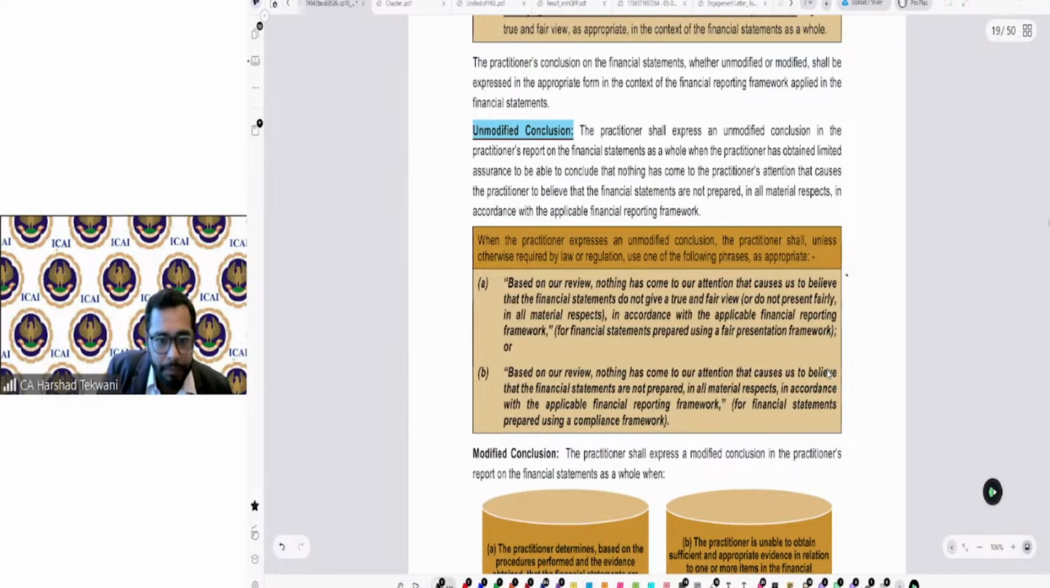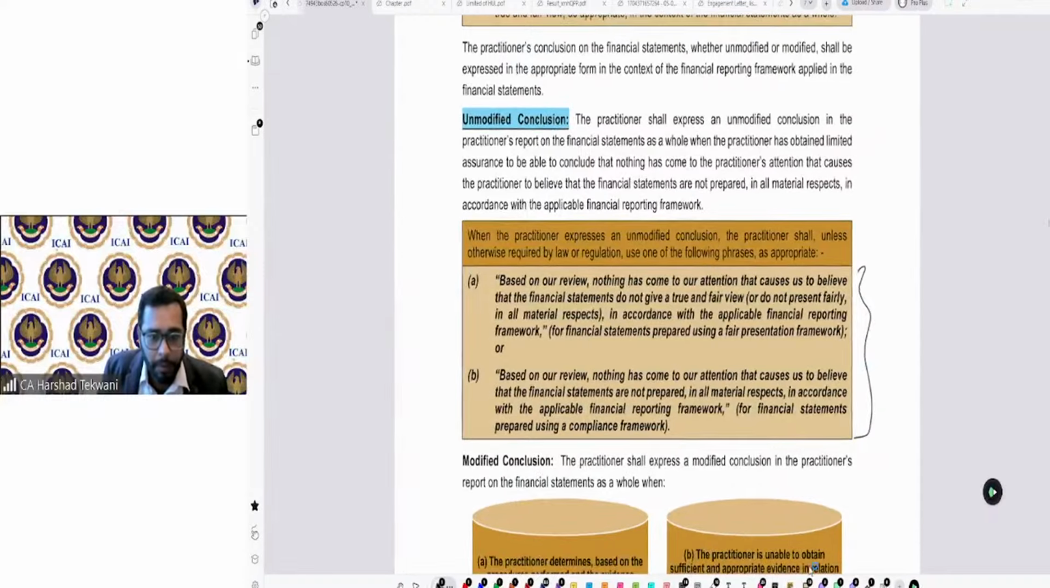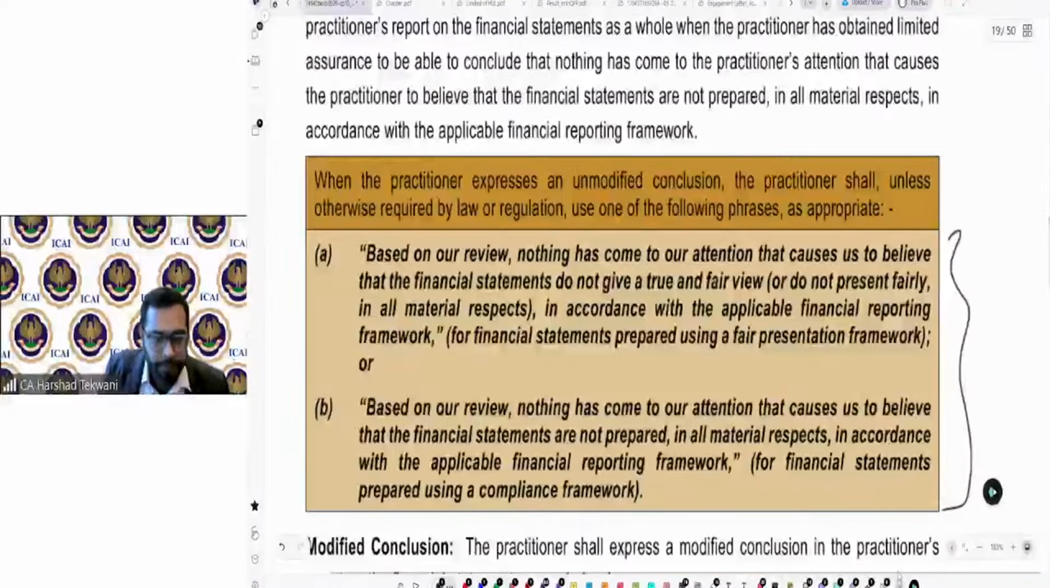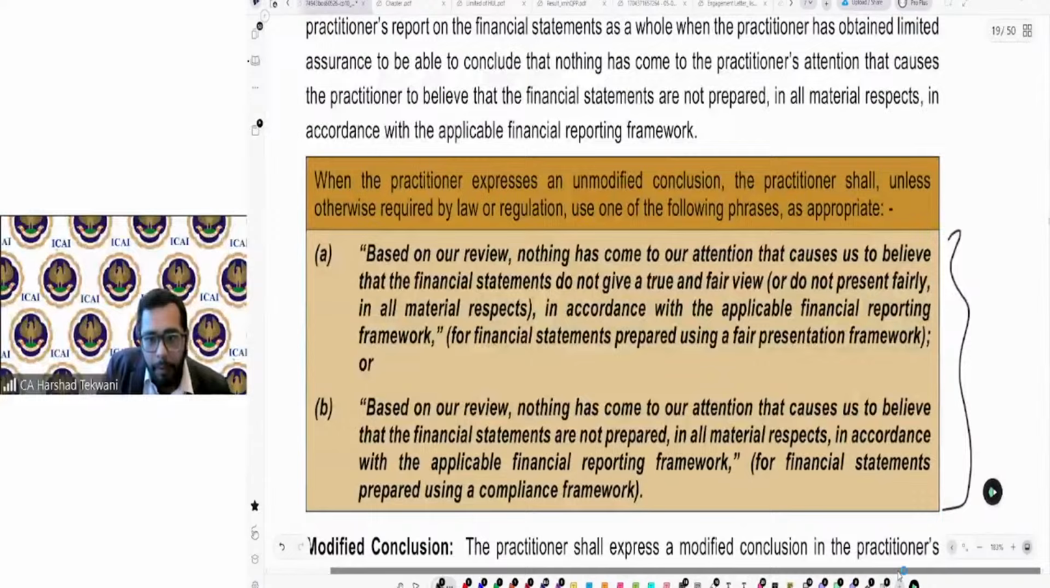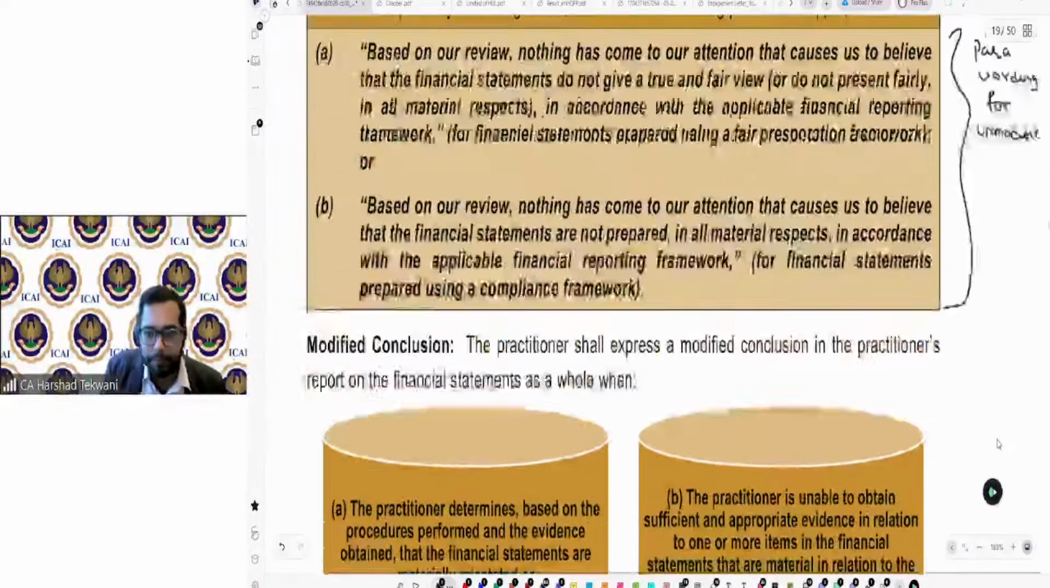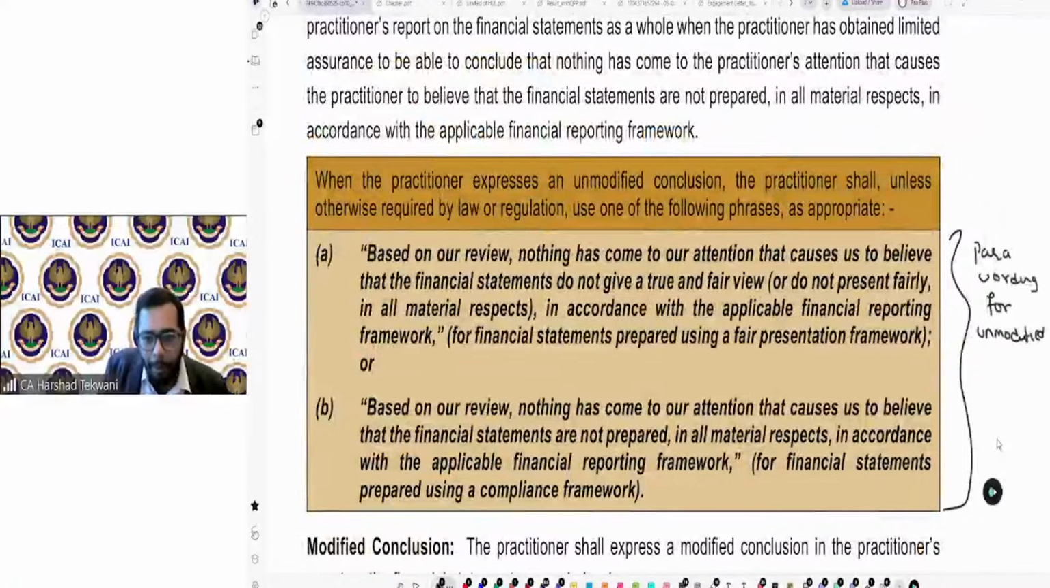This is the paragraph wording for unmodified opinion.